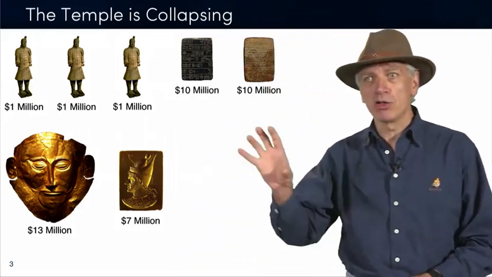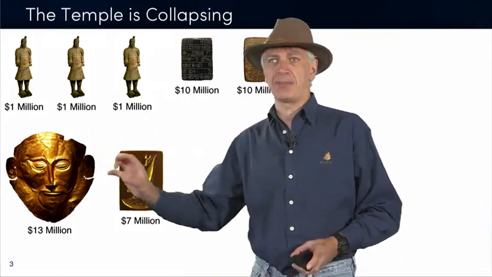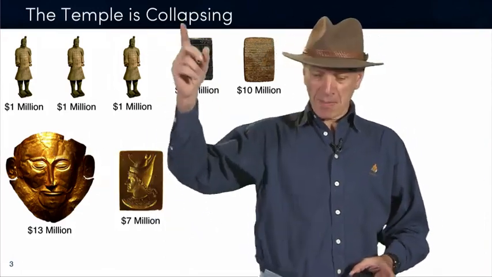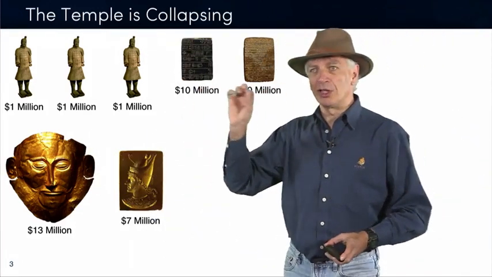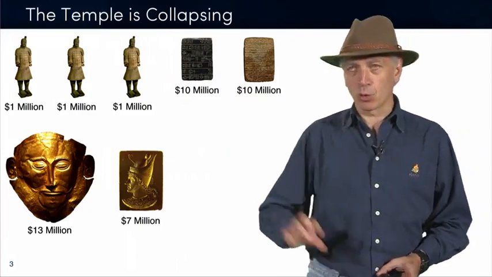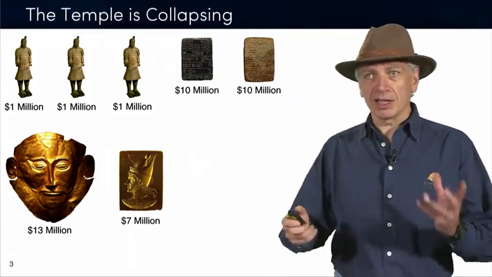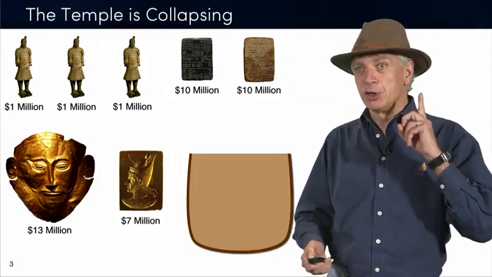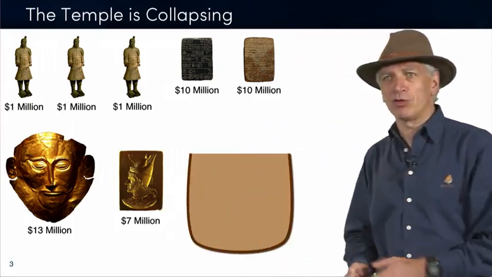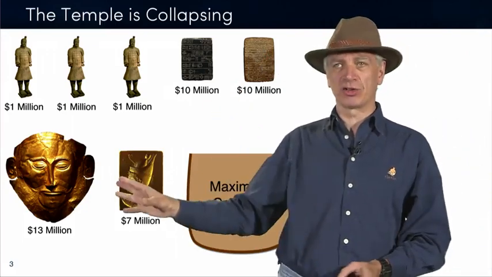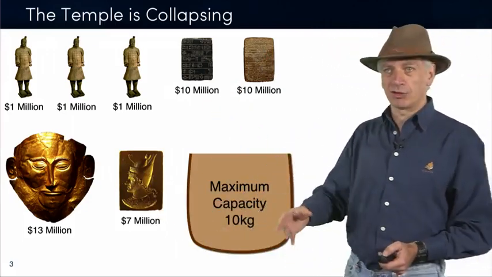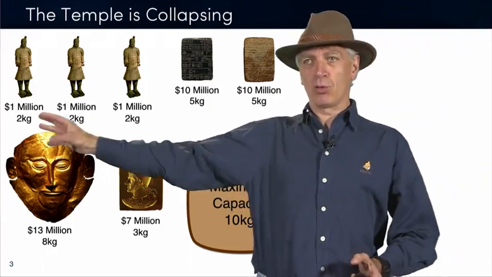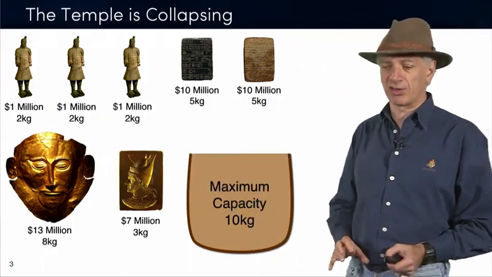So he can evaluate the value of every one of these items immediately. 13 million for the mask, 1 million for the little statues over there, the warrior. Okay, so now Indiana Jones is going to say, oh, but I also have to evaluate the size of my knapsack, and he can figure that out very quickly. So this is about 10 kilos. And then he has to evaluate the weight of every one of these artifacts as well.